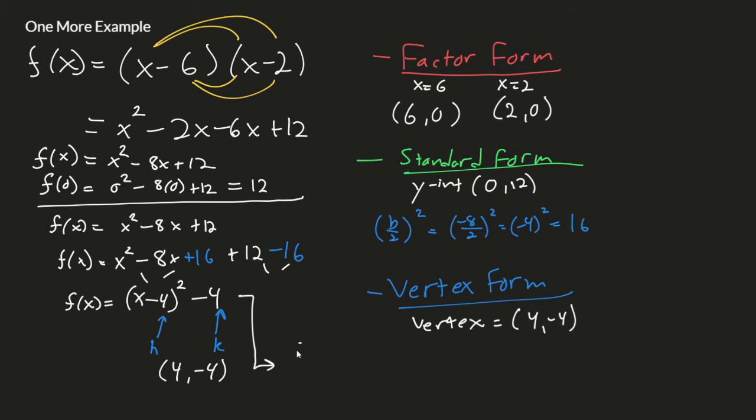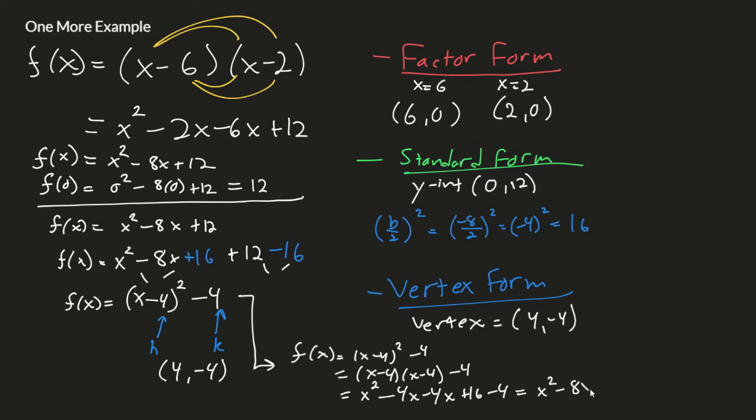So if we take f of x equal to (x minus 4) squared minus 4, and I multiply this out, that's (x minus 4) times (x minus 4) minus 4. So this multiplies out to x squared minus 4x minus 4x plus 16 minus 4, which simplifies to x squared minus 8x plus 12. And that was the result we had from our standard form up here in step 2.